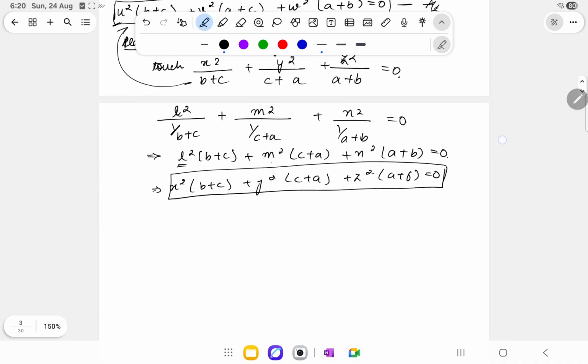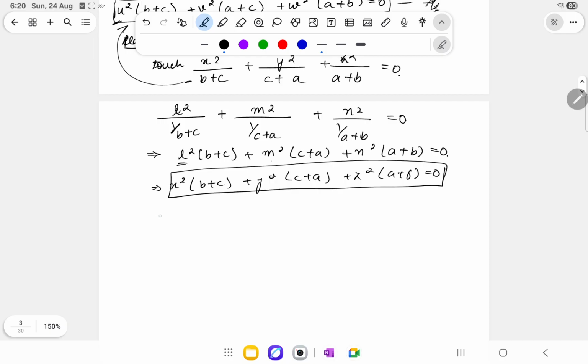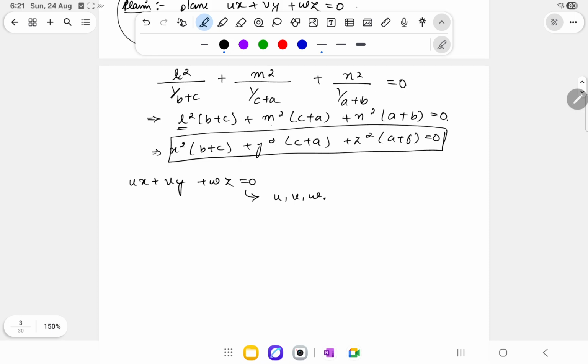So we find the reciprocal cone, because our plane is ux plus vy plus wz equals to 0. So the direction ratios of the normal are u, v and w. If this plane touches the given cone, then the relation will be A u square plus B v square plus C w square plus 2F vw plus 2G uw plus 2H uv equals to 0.